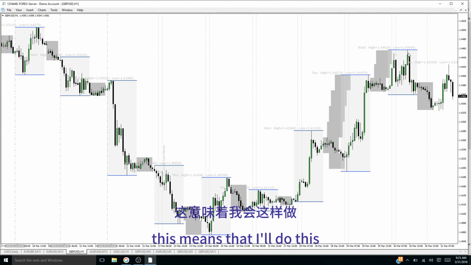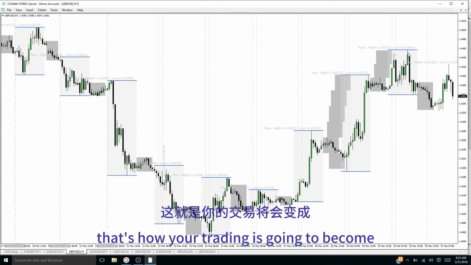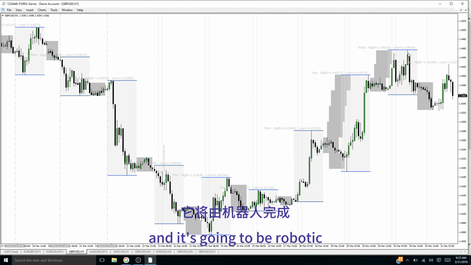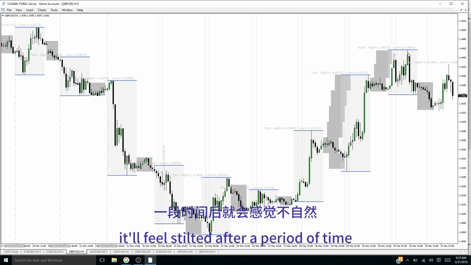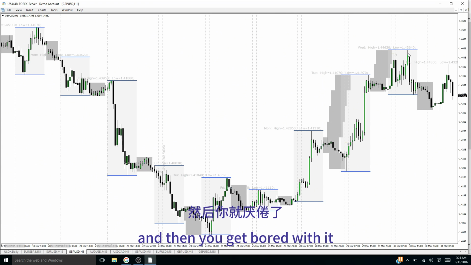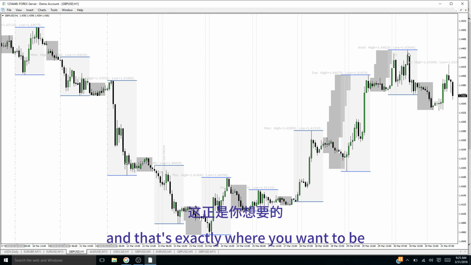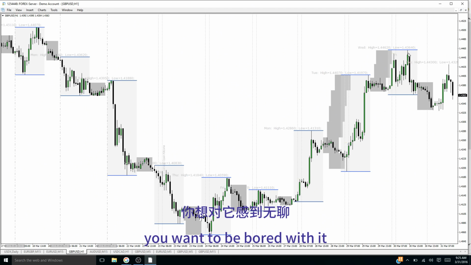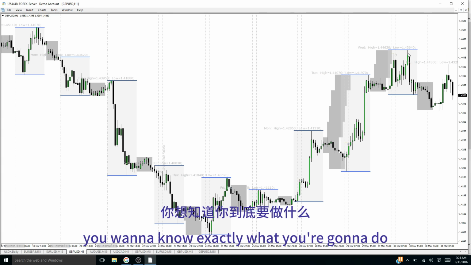This means that I'll do this. That's how your trading is going to become. And it's going to be robotic. It'll feel stilted after a period of time, and then you get bored with it. And that's exactly where you want to be. You want to be bored with it. You want to know exactly what you're going to do.